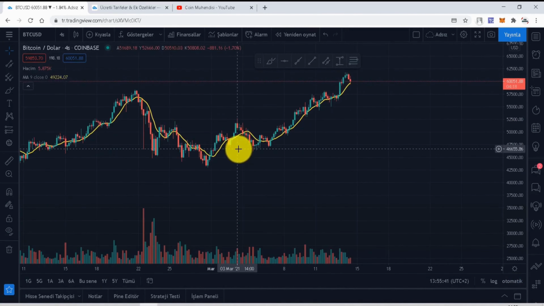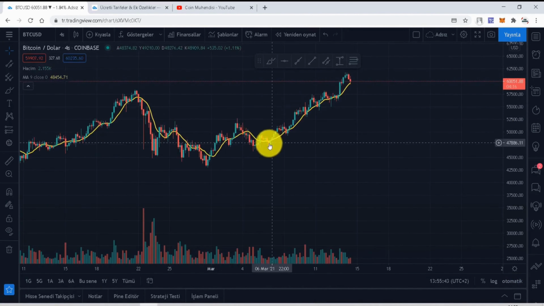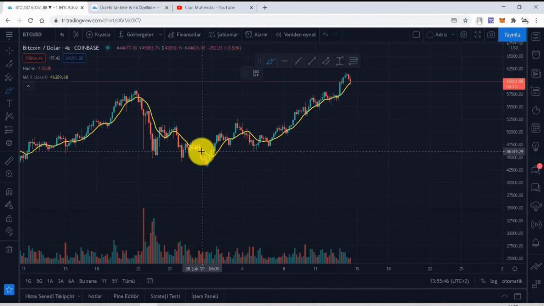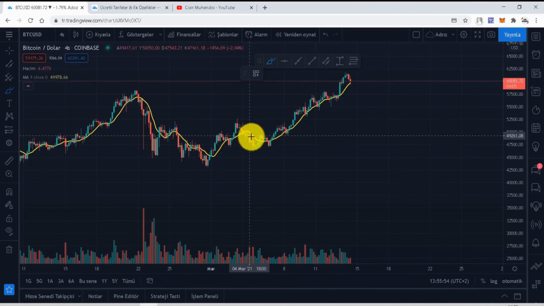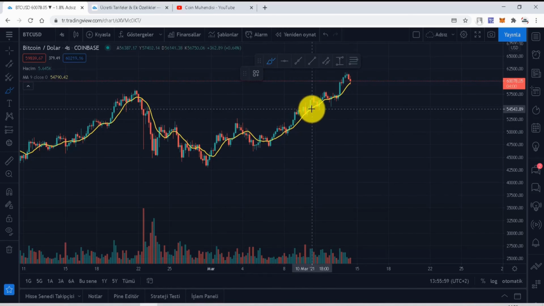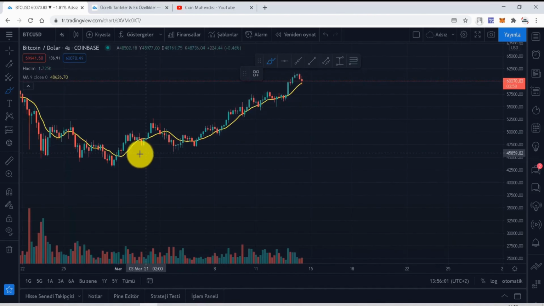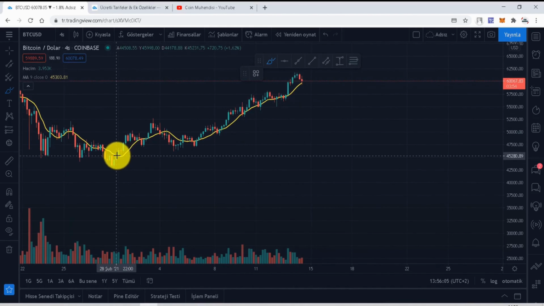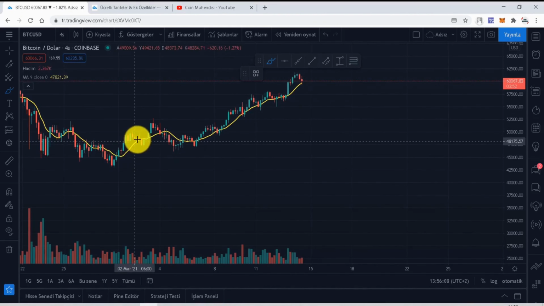So, what is the purpose of this moving average? As you can see, moving averages actually give you a line by taking the weighted average of prices. And these weighted averages of prices work as support. So, how does it work as support? As you can see here, when prices are above the moving average, they have generally acted as support for us.